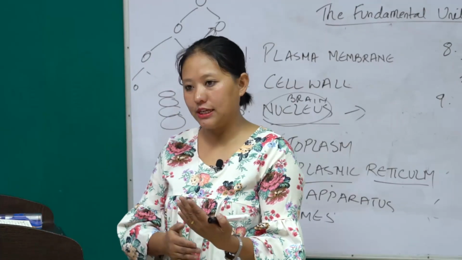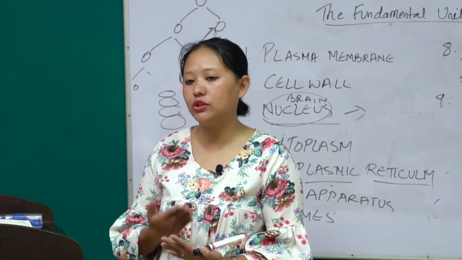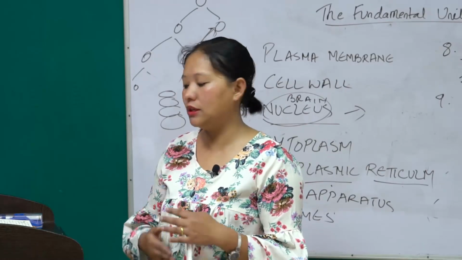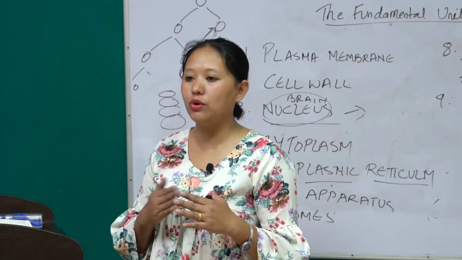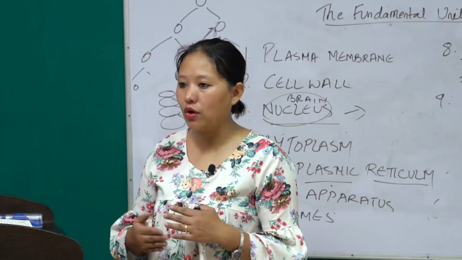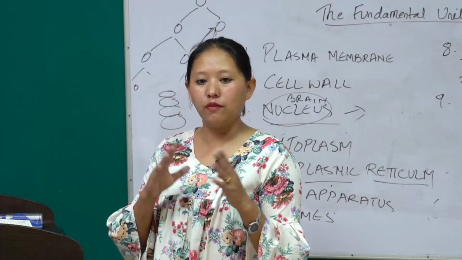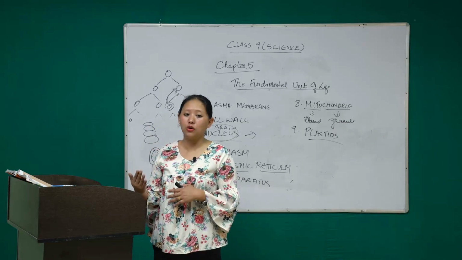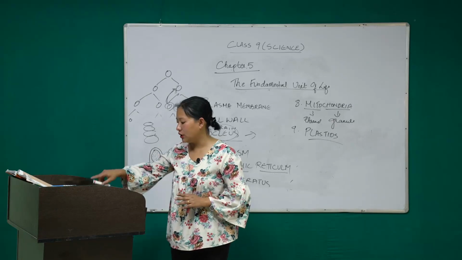As I have said, leucoplast has no color, and it helps in the storage of food material. In plants, storage of food material is very important. Why? Because we know that plants prepare their own food by the process of photosynthesis, right? After preparing their own food, the food needs to be stored somewhere so that it can be utilized by different parts of the cell. So for this purpose, leucoplast is used.